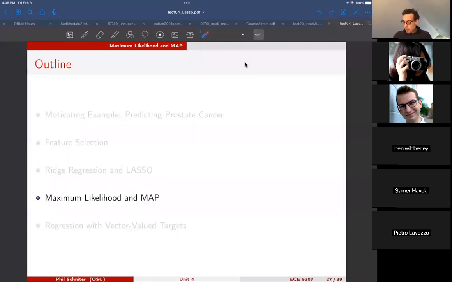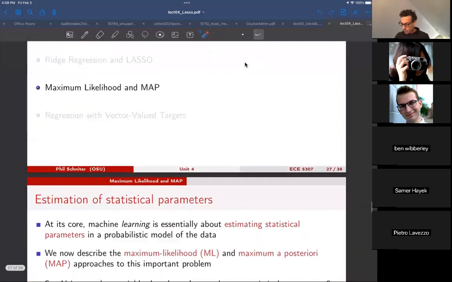So today's a super important lecture in terms of the material. We're going to learn about maximum likelihood, which is sort of the main way that we think about training in machine learning. And we'll also learn about MAP, an extension of it. And then towards the end, we'll learn about an extension of regression that will be useful for the next lab.